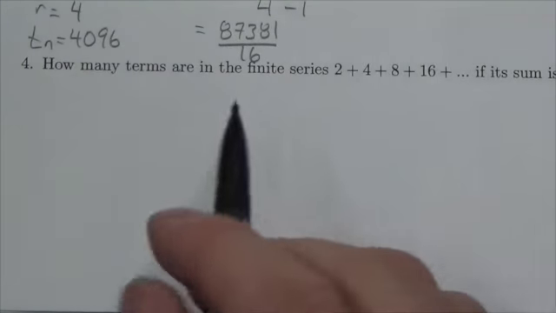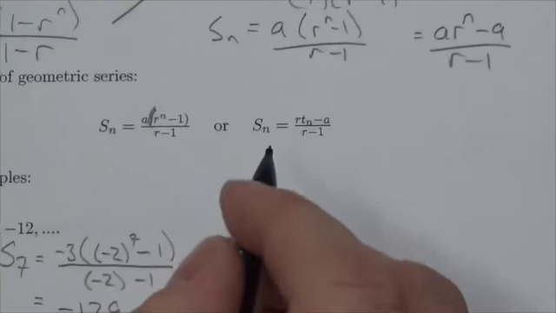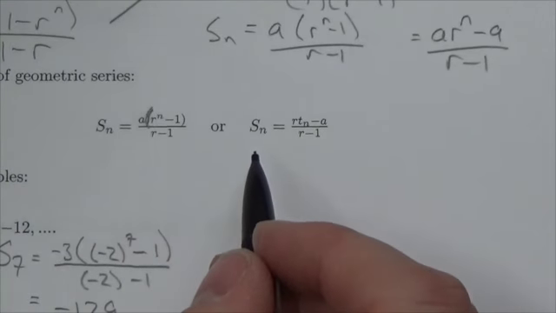How many terms are there in the finite series 2 plus 4 plus 8 plus 16 and so on if its sum is 4,094? Okay, well, to answer this question here, what we got to do is look at the two formulas that we've got. And I'm looking for the number of terms in the sequence, so I'm looking for n.